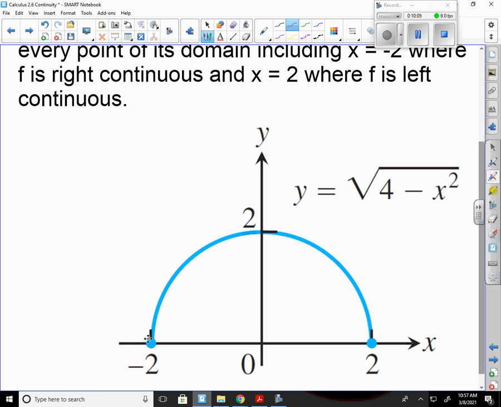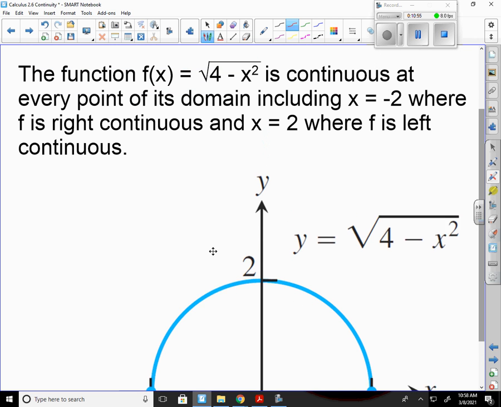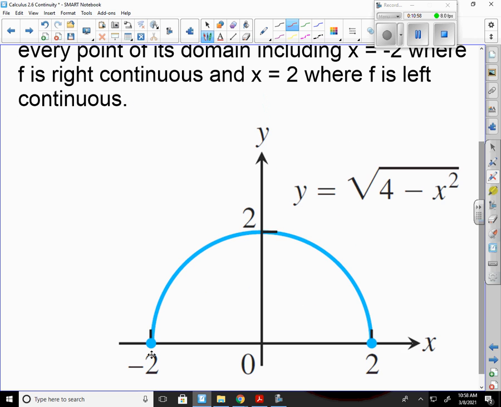If I'm looking at the point -2, it would be right continuous, because if I take my limit as x approaches -2 of the function, I would get 0. In other words, my graph is getting closer and closer to 0 as x gets closer and closer to -2. Since that's happening, and I plug a -2 in here, 4 minus -2 squared: -2 squared is 4, 4 minus 4 is 0, square root of 0 is 0. So I get the same thing whether I'm taking the limit or just plugging the point in. That tells me that this one would be right continuous. My left endpoint is right continuous, and my right endpoint is left continuous. So this is continuous across the entire domain from -2 to 2.